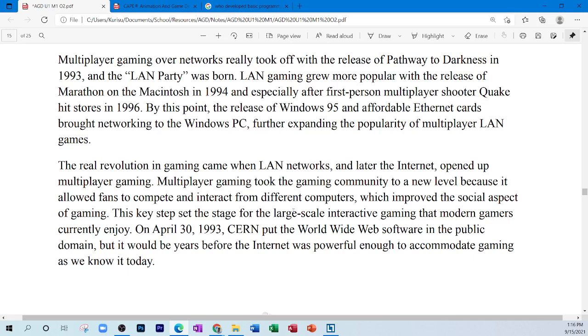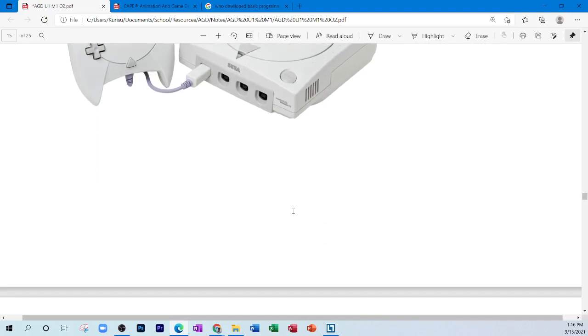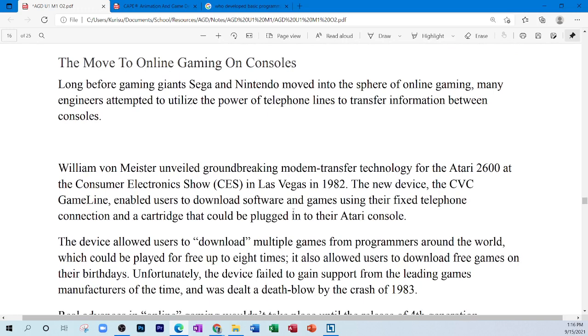Good. So they had the LAN parties. They would have to physically go and meet with each other in the same building, in the same room, to have their multiplayer games. But when the internet developed, when it started to grow, that is when we would have seen online gaming. So the move to online gaming now. Ariel?